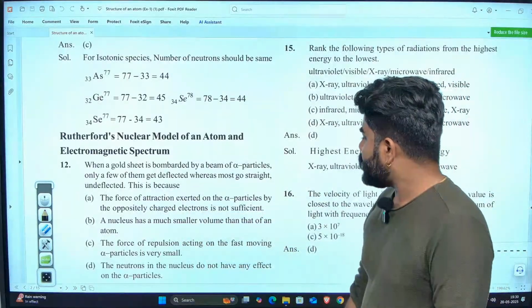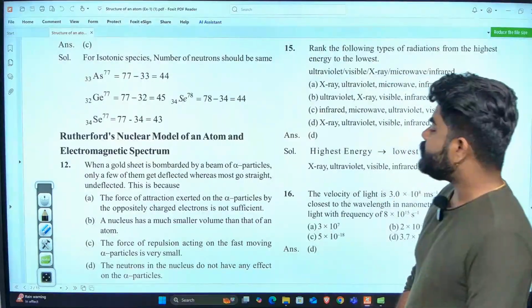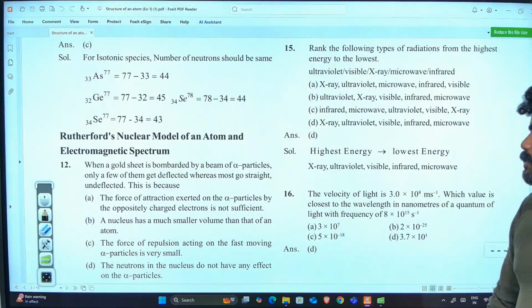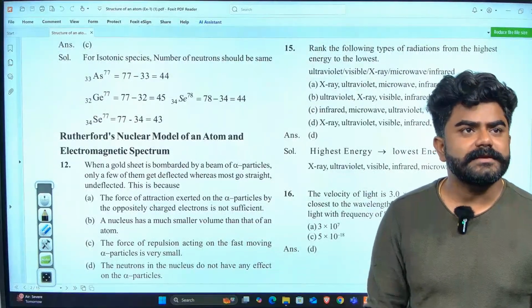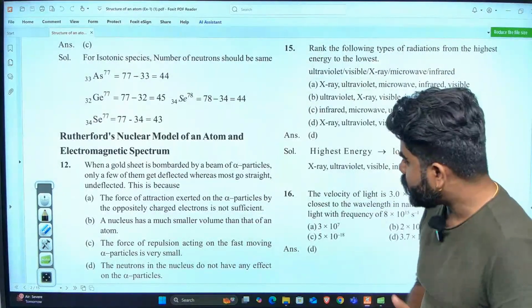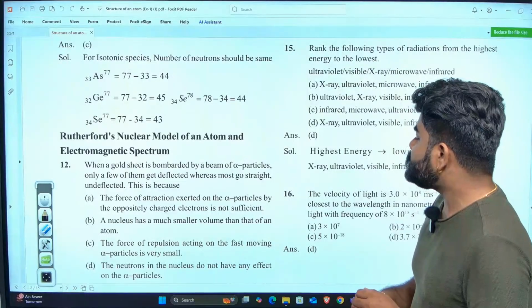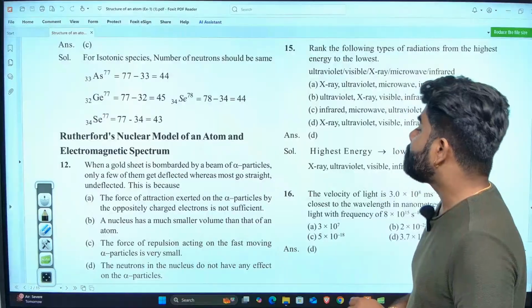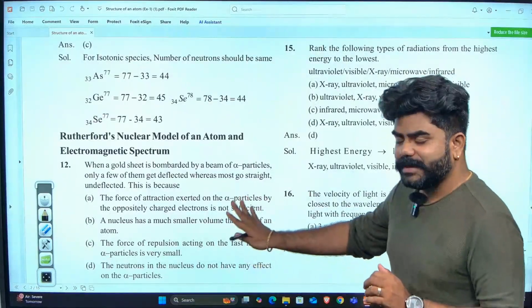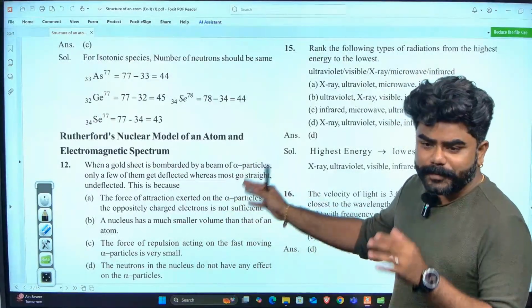The force of attraction exerted on the alpha particles by the oppositely charged electron is not sufficient. Is that the answer? Do you think that is the answer? Anybody? No. Okay. B. A nucleus has a much smaller volume than that of an atom. Okay. Let it be. Let's see C and D also and see which is the appropriate answer.